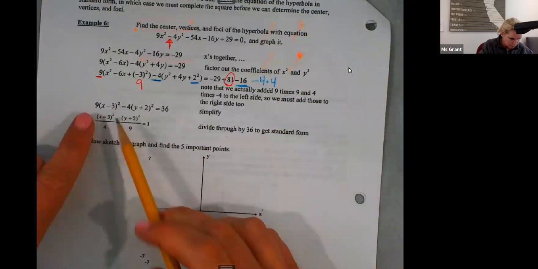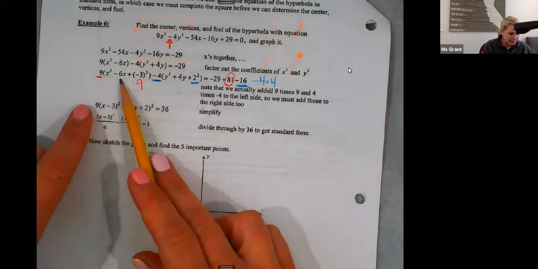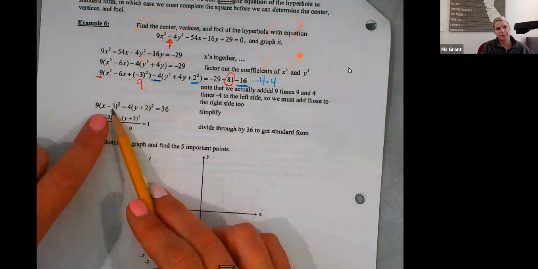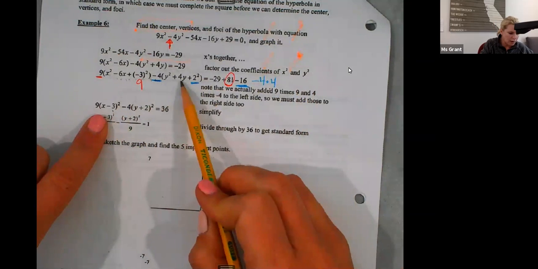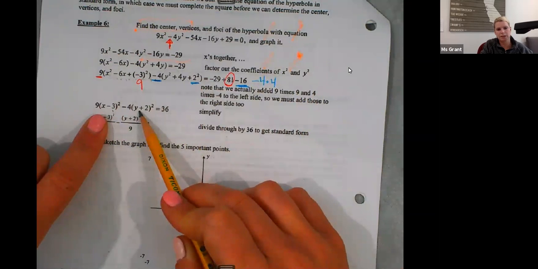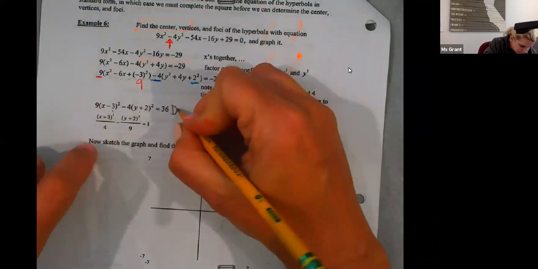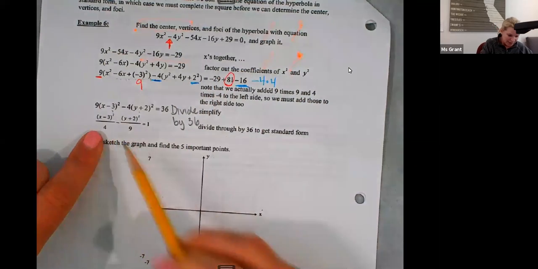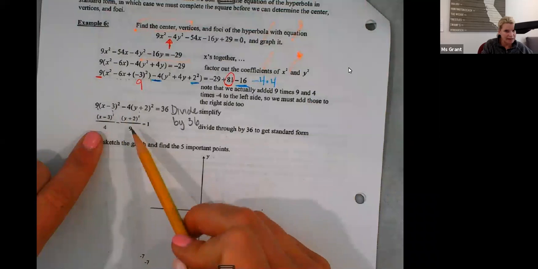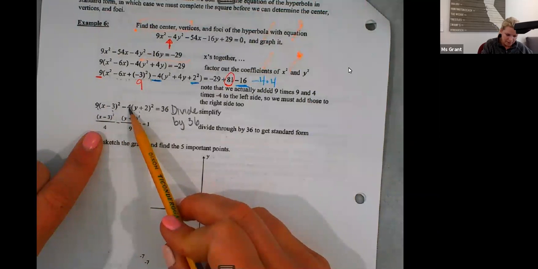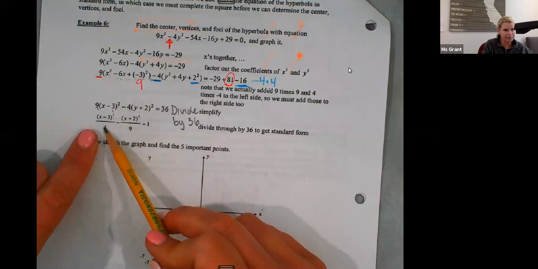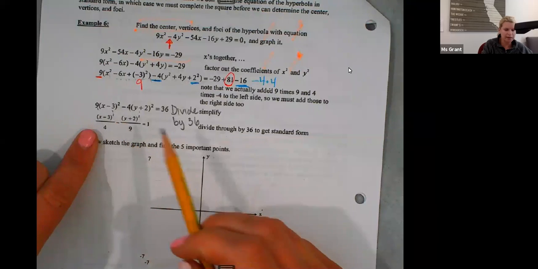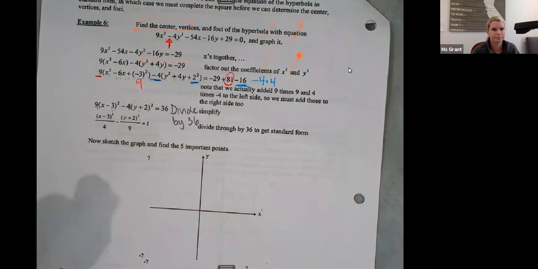Then x squared minus 6x plus 9 becomes x minus 3, x minus 3. Y squared plus 4y plus 4 becomes y plus 2, y plus 2. Then you divide by 36. And remember how the numbers switch. The 9 that was in front here becomes the denominator of the other side. The 4 that was in front here becomes the denominator of the other variable. And it equals 1. So I had to complete the square first.